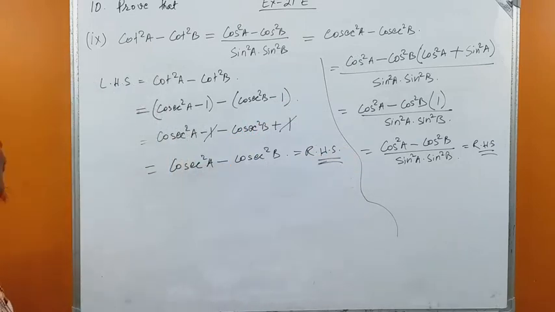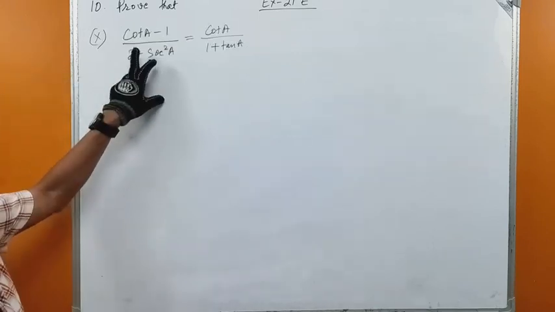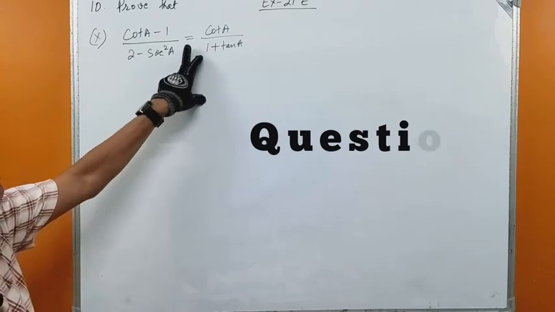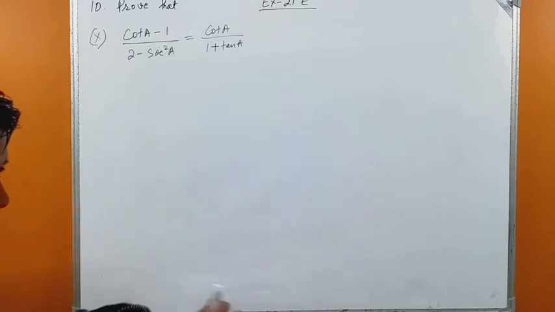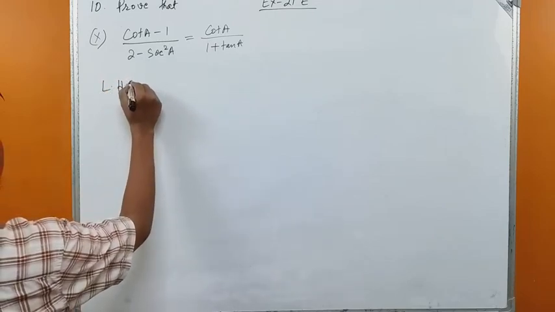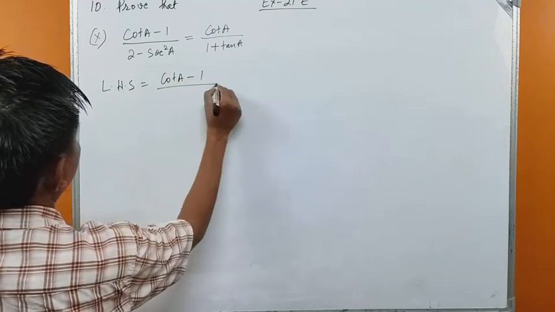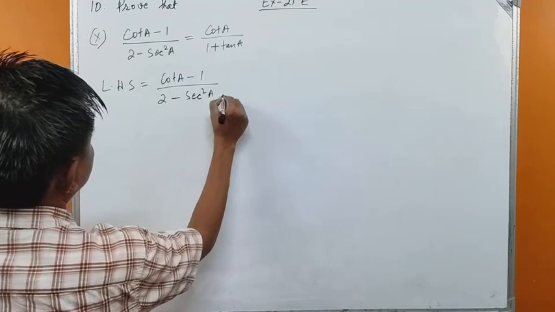Now let's do another question. Question number 10 of 10. We have cot A minus 1 upon 2 minus sec square A, and we are asked to prove this equals cot A upon 1 plus tan A, isn't it? So let's do this. LHS equals cot A minus 1 upon 2 minus sec square A, isn't it?